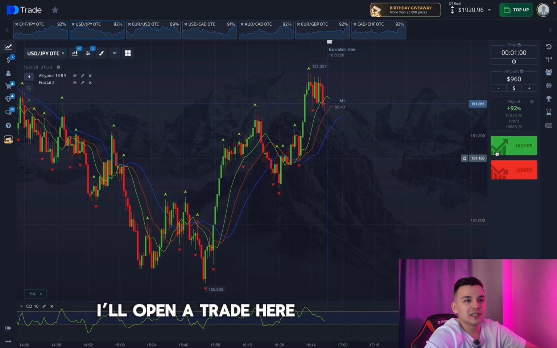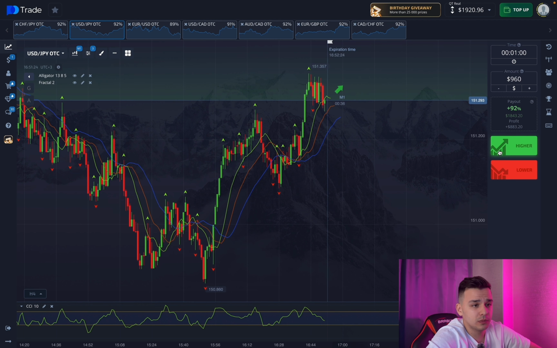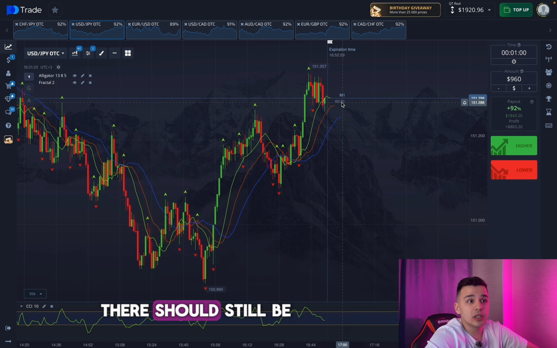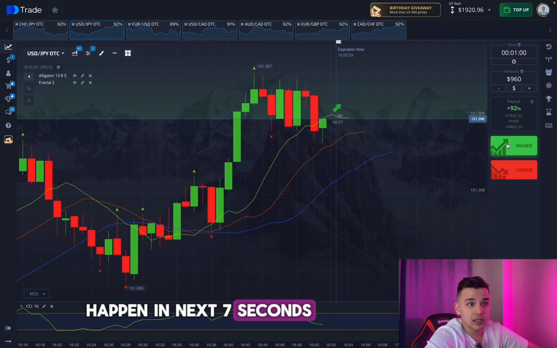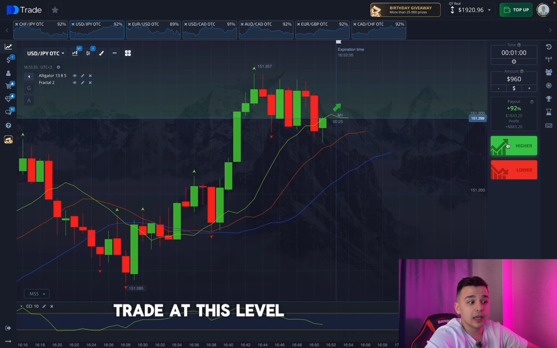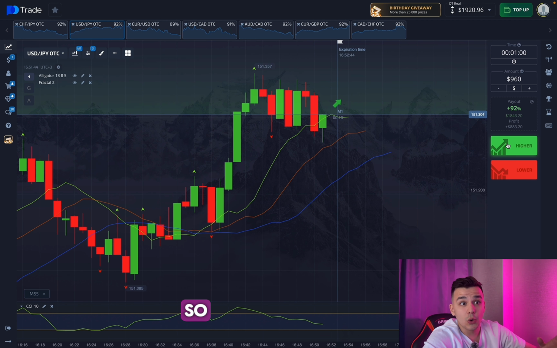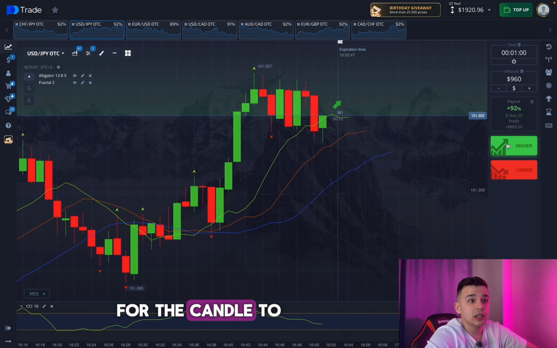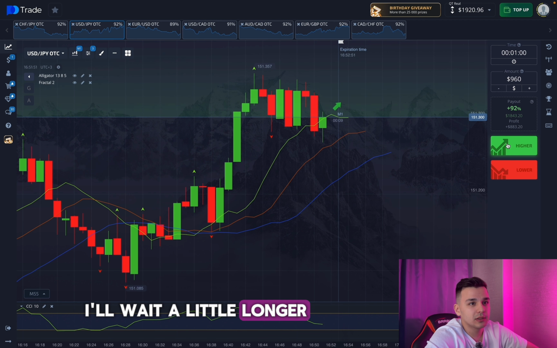Okay, I open the trade here, wait for the candle to show downward momentum. According to my guesses, there should still be a downward movement. If it does not happen in the next 7 seconds, I will open the trade at this level. So, I see the potential for the candle to go even lower. I'll wait a little longer.